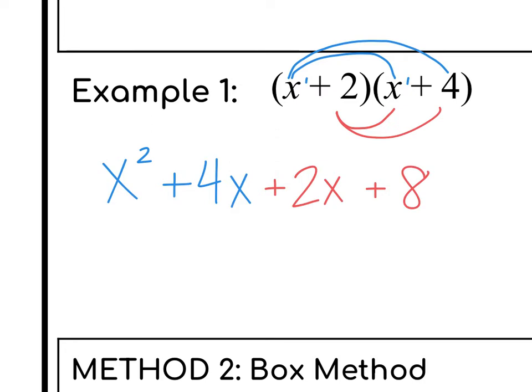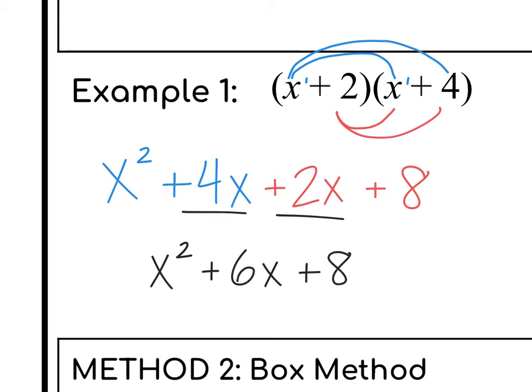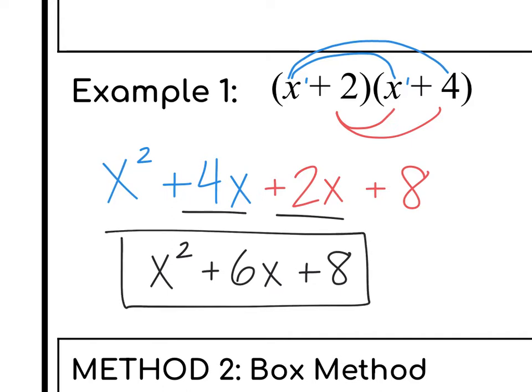If you get this far, that's pretty good, but you're not done because we have some like terms. You need to combine them. They're here in the middle, 4x and 2x. So that means that your final answer is going to be x squared plus 6x plus 8. So you get a quadratic trinomial.